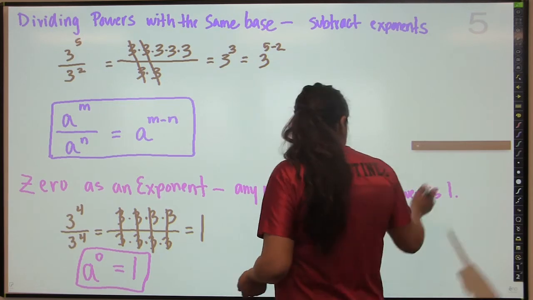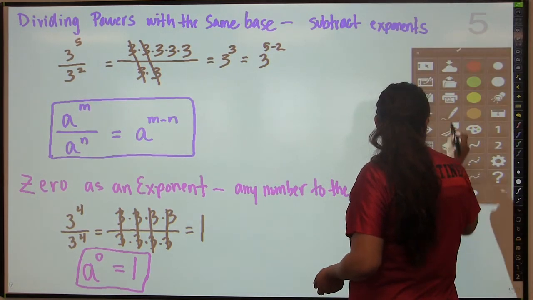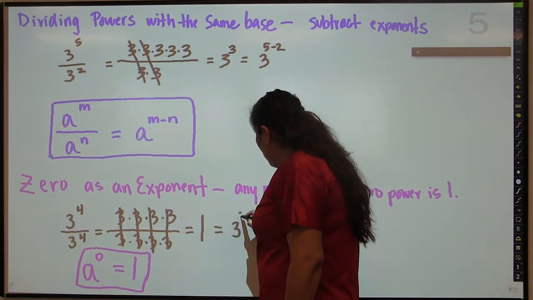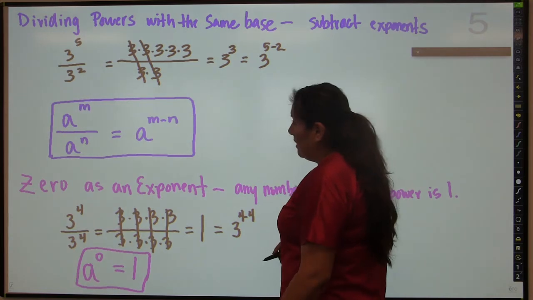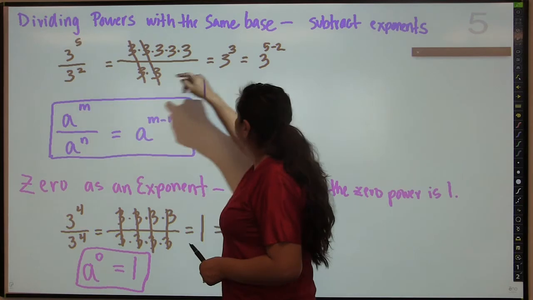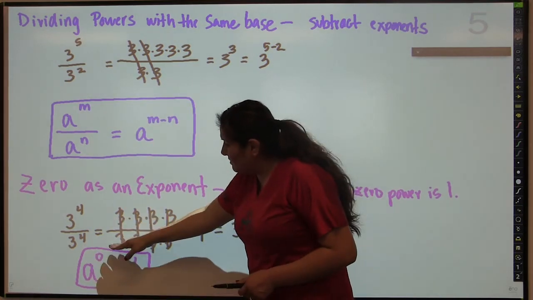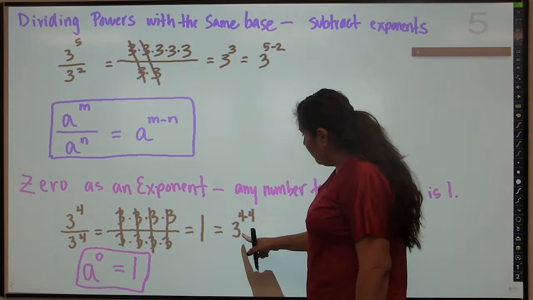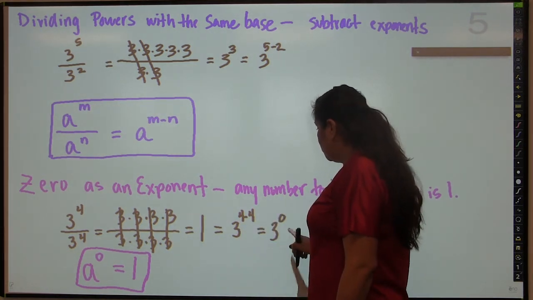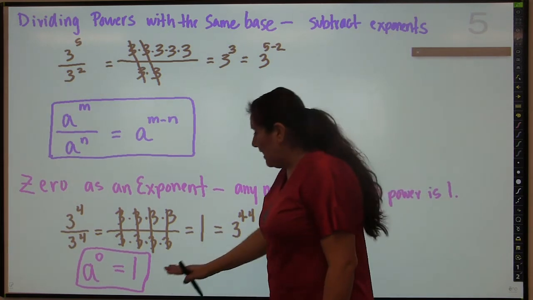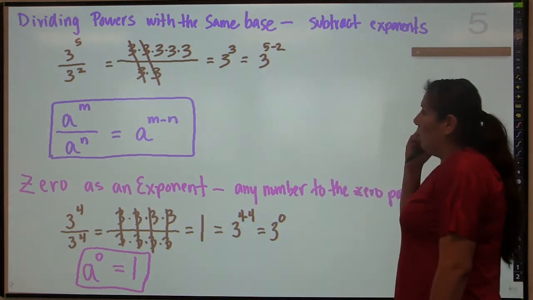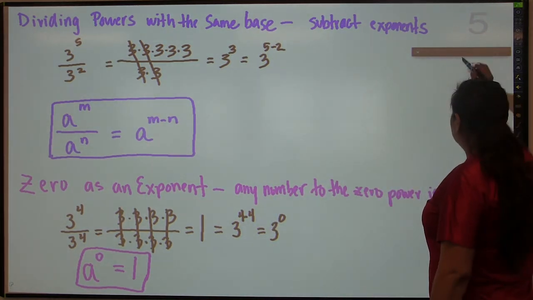So when I do this here, this is the same thing as 3 to the 4 minus 4 power, right? So what I'm saying is, we know from this lesson that if I have division, I subtract the exponents. So in this case, if I use that property, I subtract the exponents, I'm going to get 3 to the 4 minus 4. And 3 to the 4 minus 4 is 3 to the 0 power. So 3 to the 0 power is equal to 1. And hence, that's why anything to the 0 power is 1. And there you go.